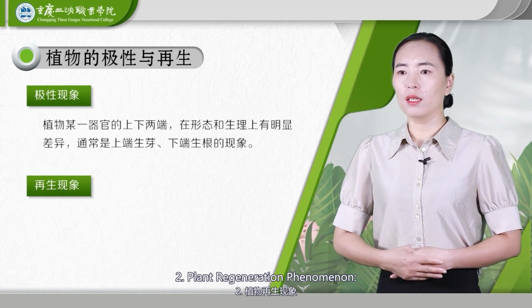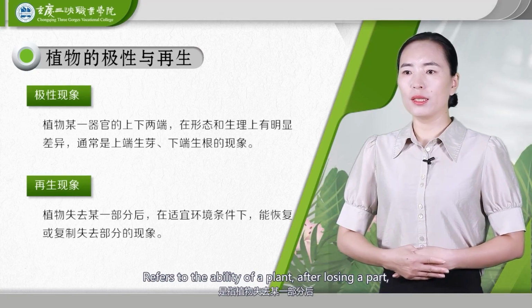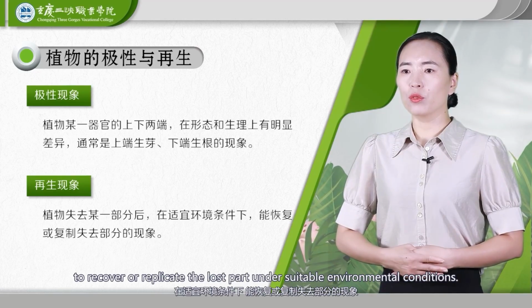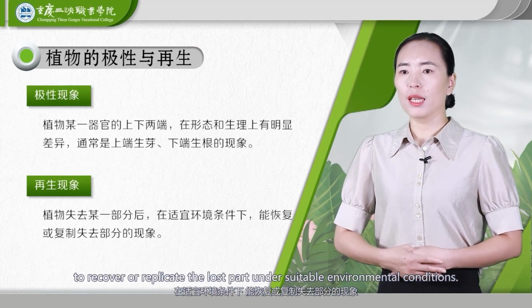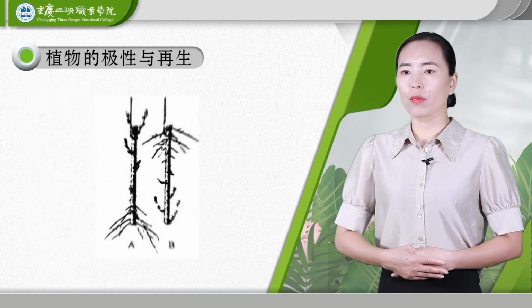Plant regeneration phenomenon refers to the ability of a plant, after losing a part, to recover or replicate the lost part under suitable environmental conditions. Regeneration is widespread in plants.